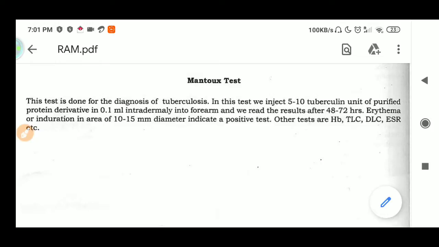Erythema or induration in an area of 10 to 15 mm diameter indicates a positive test. Other tests are Hb, TLC, DLC, ESR, etc., which we do to cross verify the Mantoux test.